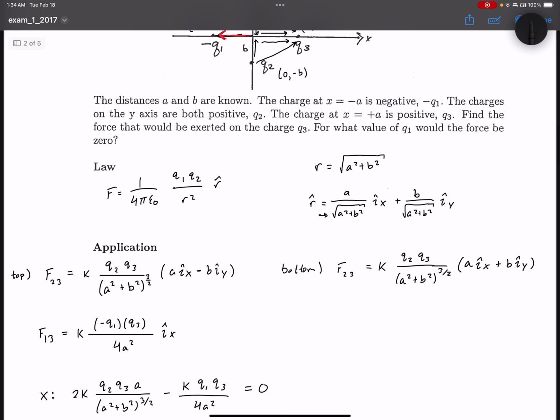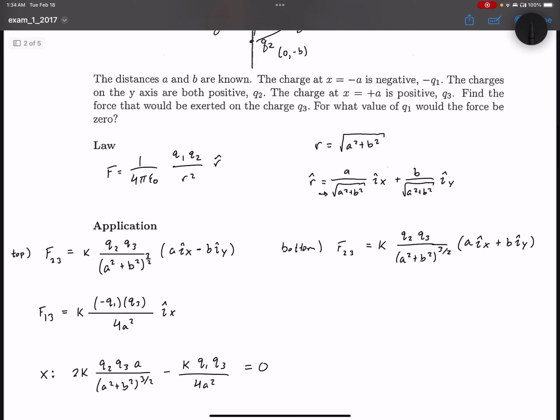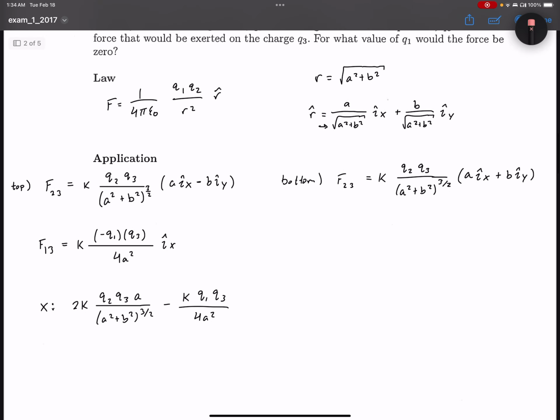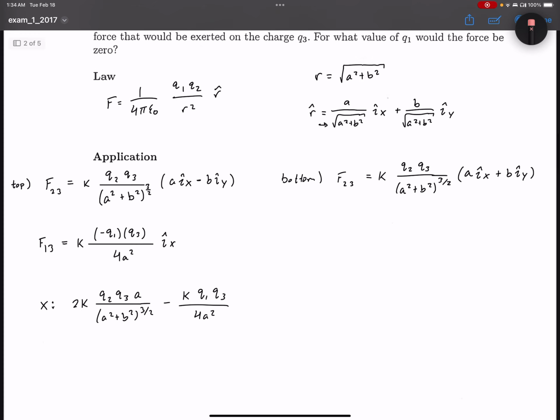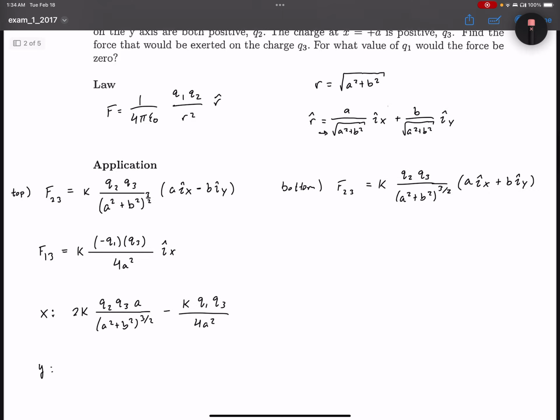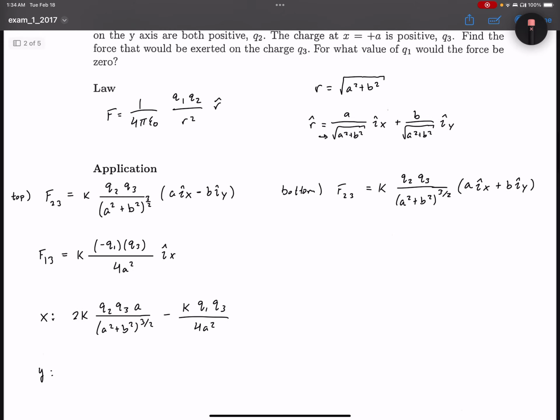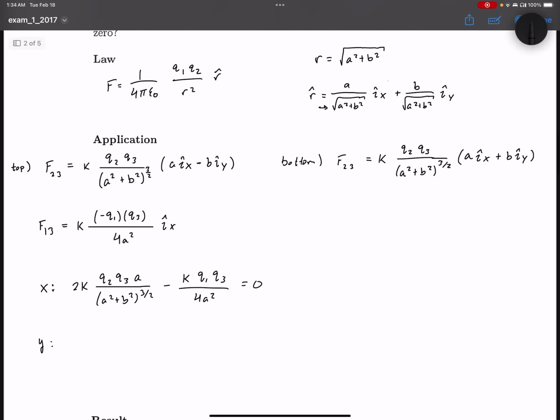Because remember we want to find the force that would be exerted on charge 3. Well, we've technically already done that by expressing all these. So next we want to add y. And the next part of the question is find the value of q1 that would make the force 0. So we'd have it equal to 0. Okay, we'll solve for that in a second.